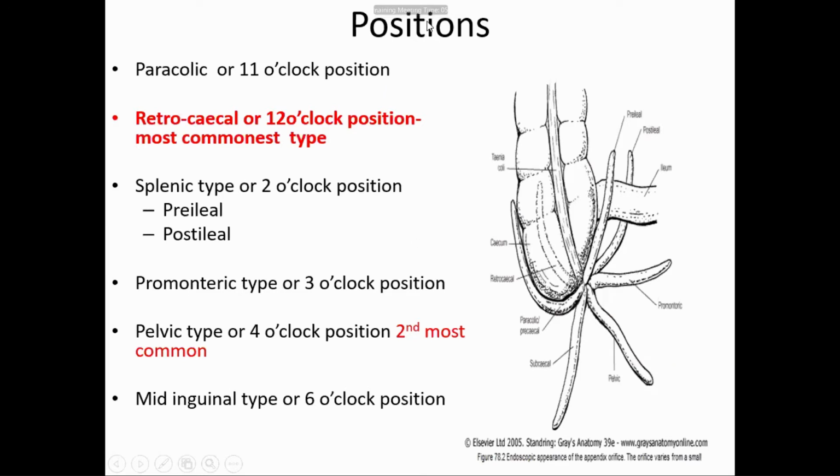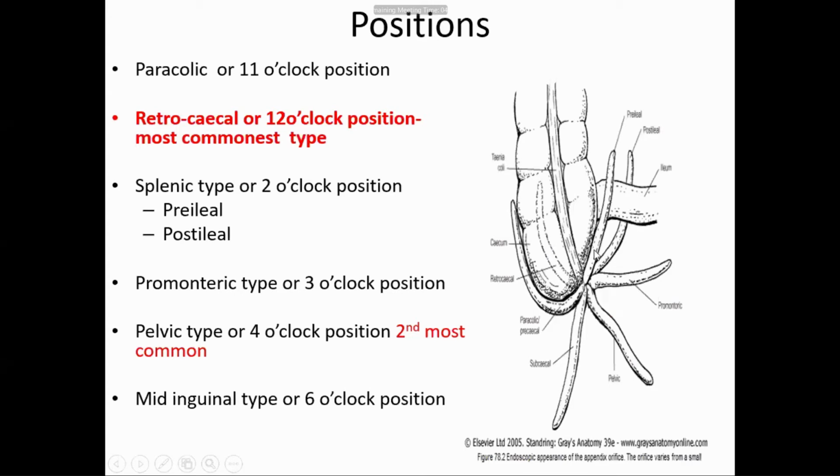So what are the different positions of the appendix? One is the paracolic or the 11 o'clock position. Second is the retrocecal. The tip is directed behind the cecum. Retro means behind. Retrocecal or the 12 o'clock position. And this is the commonest type of vermiform appendix. Which one is the commonest type? That is the retrocecal. In about 60% of subjects, the retrocecal type of vermiform appendix is present.